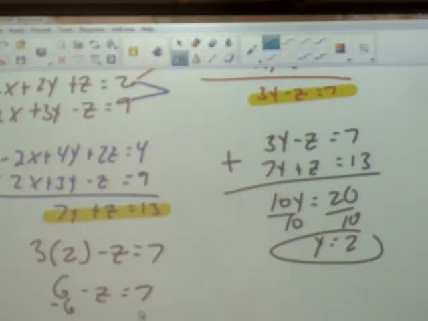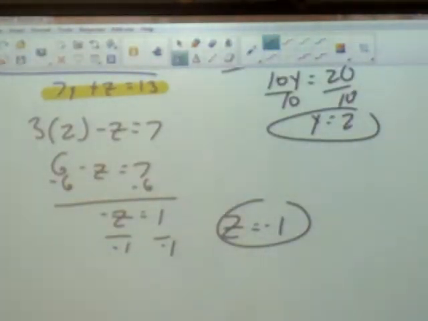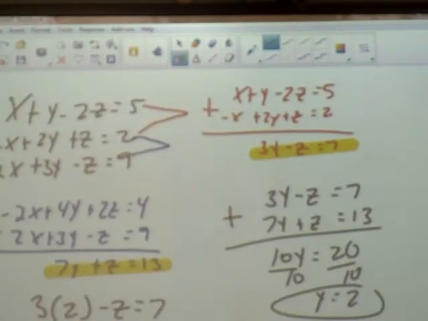Subtract your 6. That gets you something that's a little bit weird. That gets you negative Z is equal to 1. So what do we got to do when we get a negative Z? Good. So that means Z is negative 1. Now you plug both of them into one of the start equations. You got it, dude.